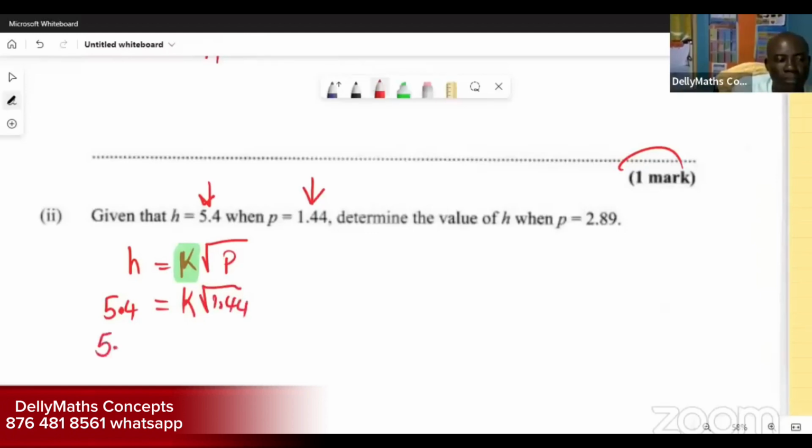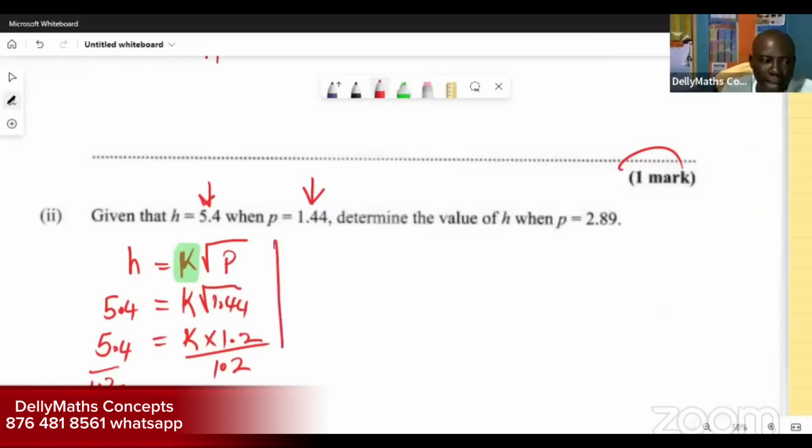Now, 5.4 is equal to, let's find the root of that. So the root of 1.44 will give us 1.2. So we have K times 1.2. So because we have K times 1.2, we're going to divide both sides by 1.2. And then this will land us the value of K. So 4.5 is equal to K.